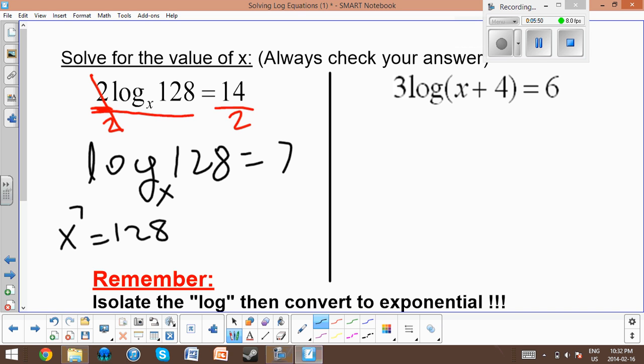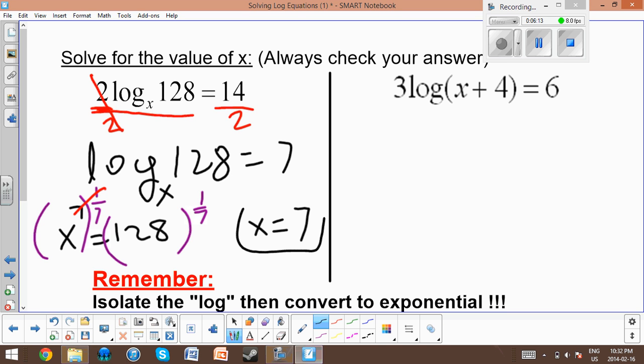This time we would raise both sides to the exponent of 1/7. That will eliminate these exponents, and you would be left with the answer x equals the 1/7 power of 128, which is 7. Or was it 6? No, I believe it's 7. Use your calculator to verify.